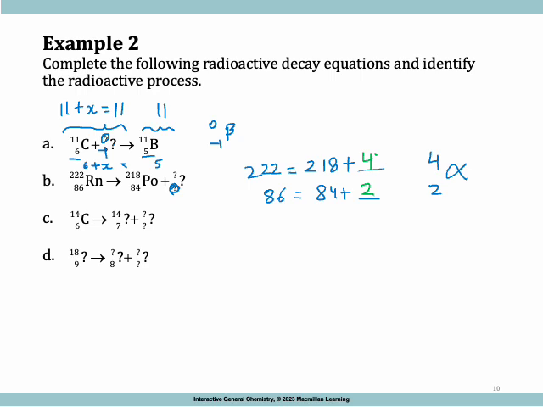Next example, 6 on the reactant side is equal to 7 plus something. I'm doing the bottom ones, which means what is that something? That something should be -1. Okay, and this is 14, meaning this should be 0. Which means what is being released? -1, 0, which is what? A beta particle. Okay, the last one.